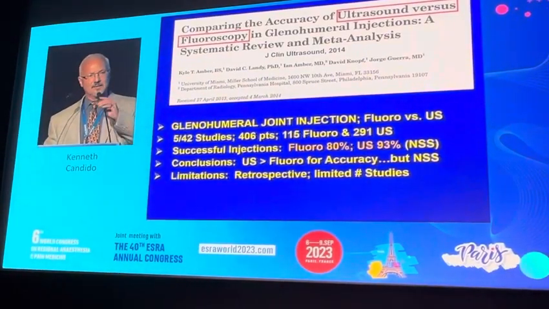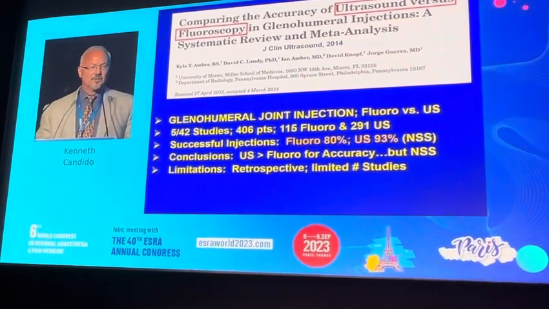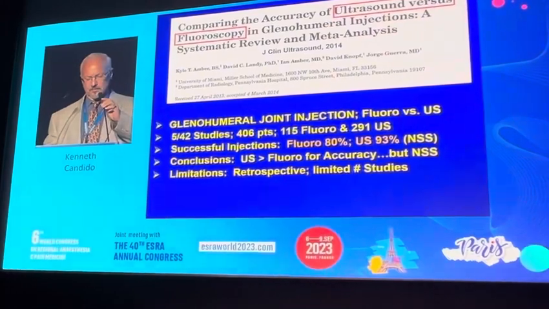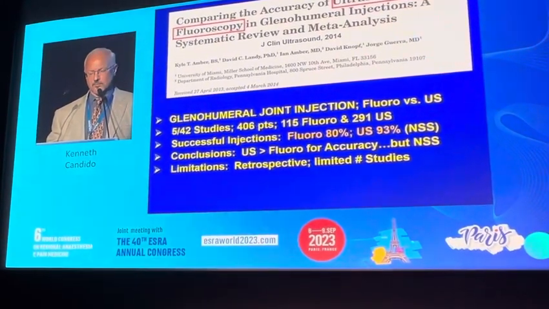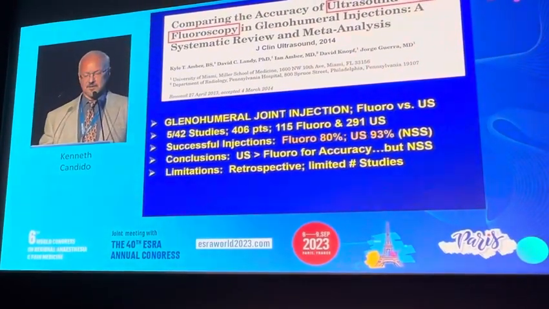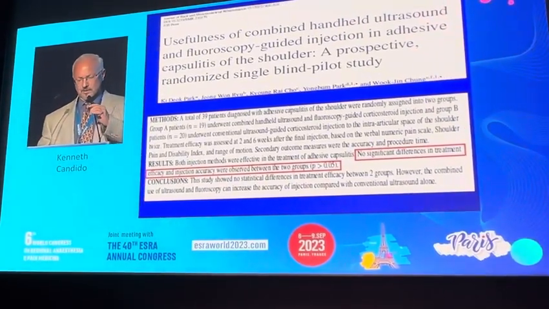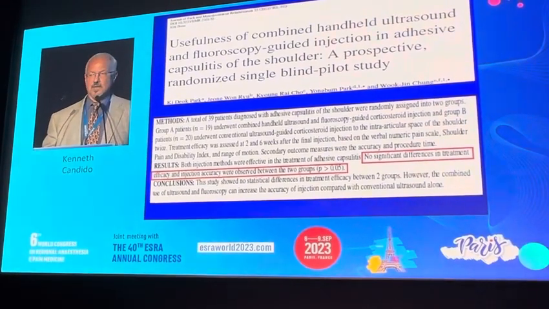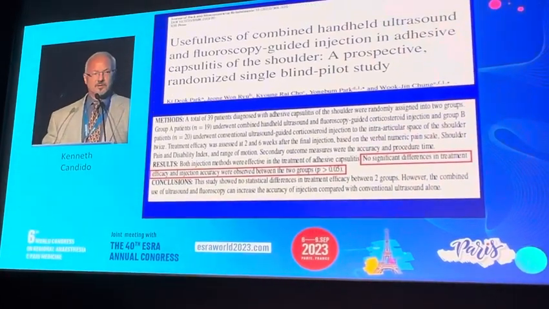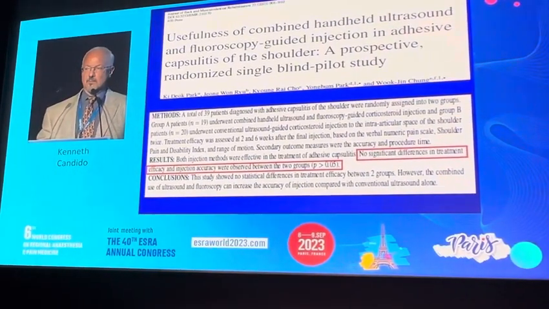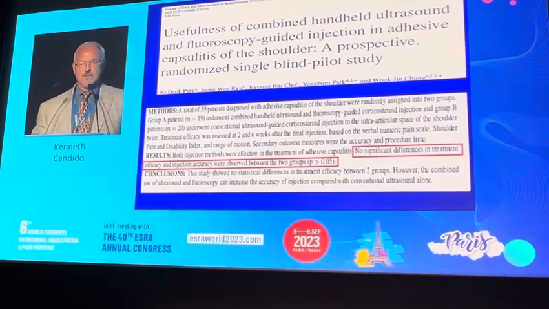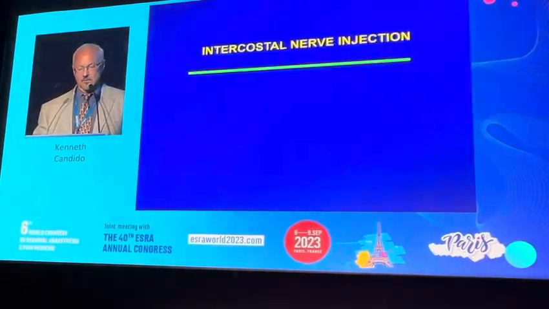Is there any data to substantiate the efficacy or superiority of one of these techniques over the other? In point of fact, no. Whereas fluoroscopy was 80% successful with glenohumeral joint injections versus 93%, this was not statistically significant. Here's a more recent study looking at injections using either ultrasound plus fluoroscopy versus ultrasound alone. Again, there was no statistically significant difference in outcomes, Oswestry Disability Index or pain scores and functionality, whether we chose to use fluoroscopy or ultrasound alone.